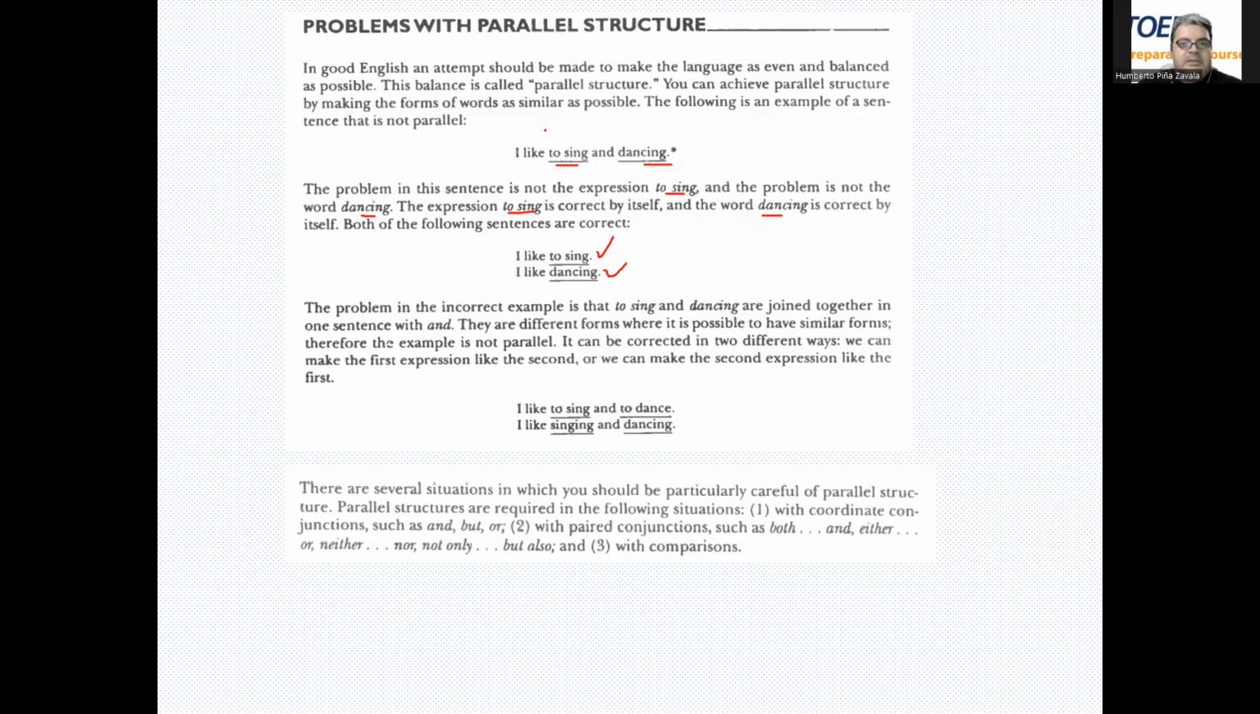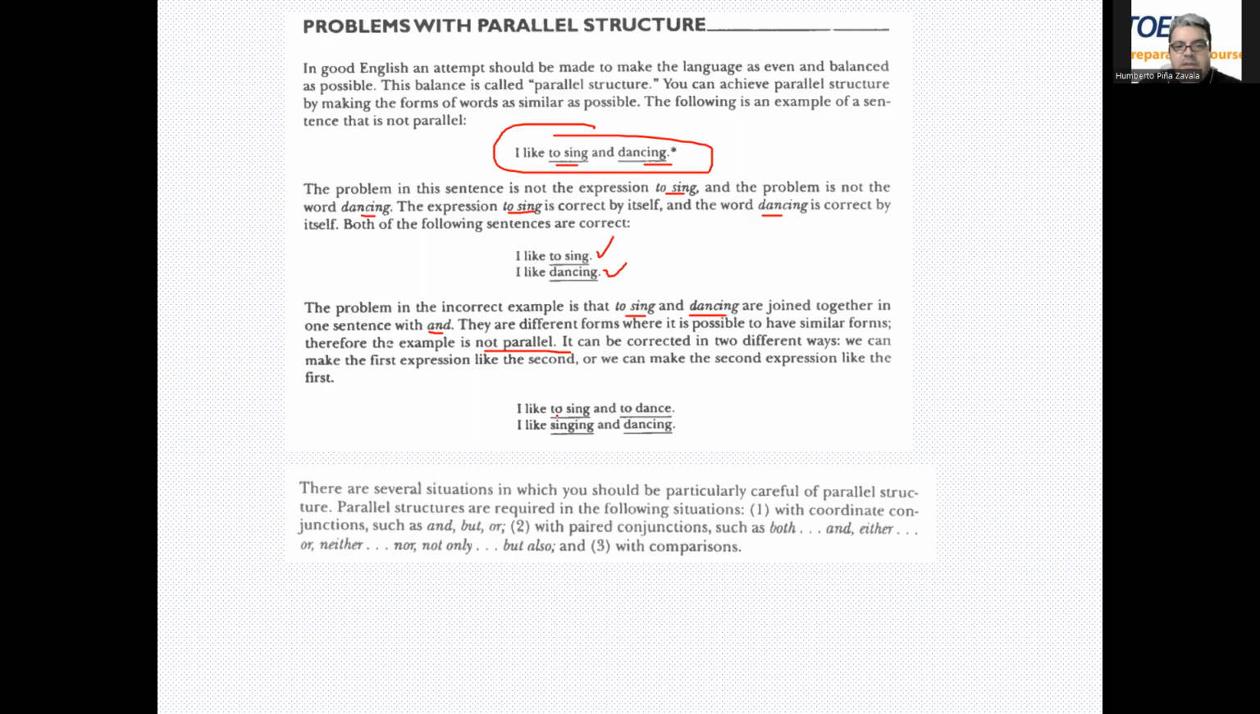The problem in the incorrect sample is that to sing and dancing are joined together in one sentence with and. They are different forms where it is possible to have similar forms. Therefore, the example is not parallel. It can be corrected in two different ways. We can make the first expression like the second, or we can make the second expression like the first.